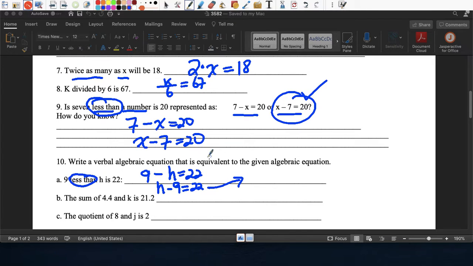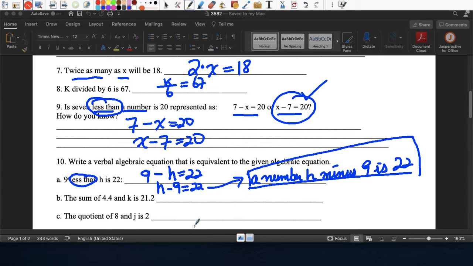Now I want you to write that. So what can we write? We can write a number, número H minus 9 is 22, right? So we can write, I want you to write another sentence, o escriben una otra frase with the same meaning, con el mismo significado. Okay? But it's easier sometimes if you see the number.